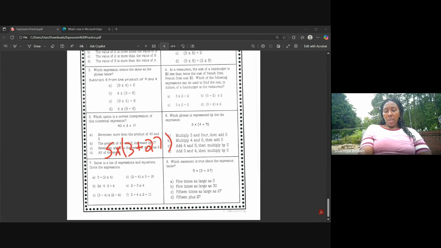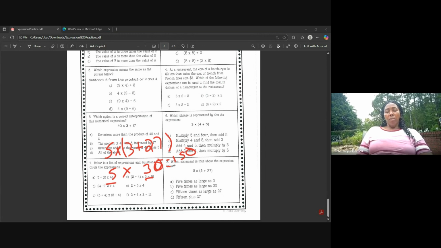So because this is in parentheses, of course, I have to do this part first. So 3 plus 27 will give me 30. Then 5 times 30, I could do 5 times 3, which is 15. Then add the 0 back, which is going to be 150. So let me look at my choices.